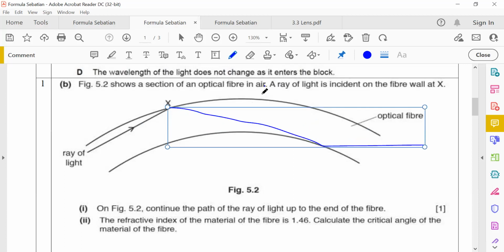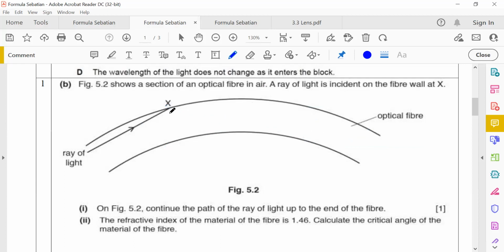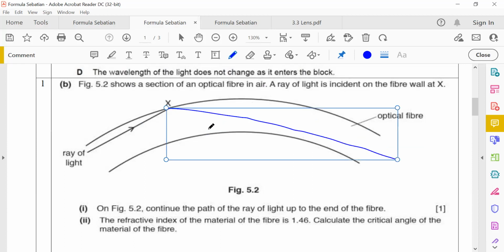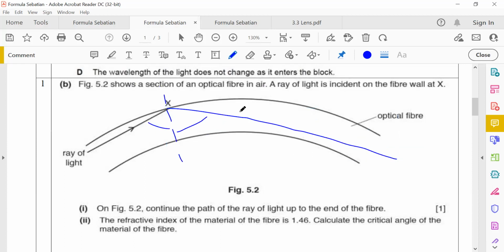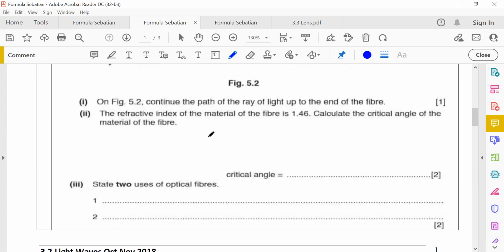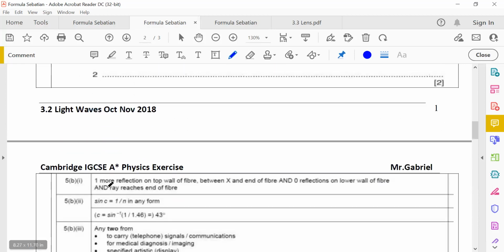And depending on the scenario, it could possibly even be just 2 light rays, because yet again, if the law of reflection is correct, this angle here should be equal to this angle here. If it's not 100% equal, at least it should look the same in terms of eye level, guys. And in the mark scheme, I'm pretty sure they say something like that as well. One more reflection on top of the wall between X and Y. A 0 reflection on the lower wall of the fiber. The rays are supposed to reach the end.